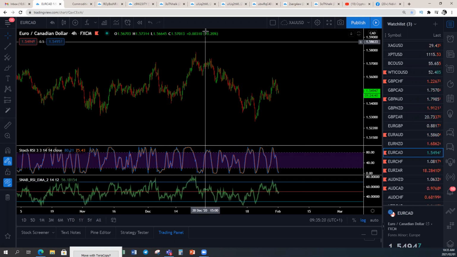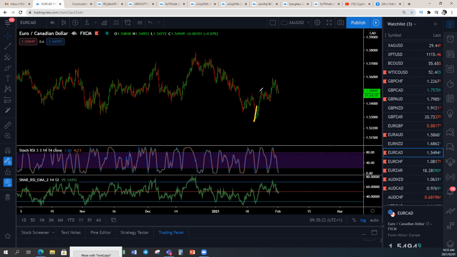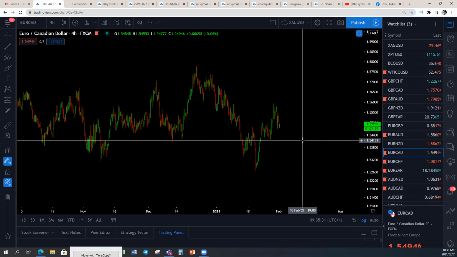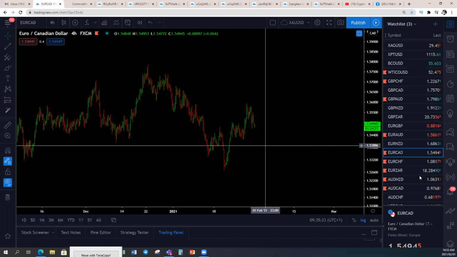Euro CAD. 3-wave pullback, we may be seeing a move to the downside on euro CAD. Watch out for this to come around this level. Okay, not yet confirmed on euro CAD. We're going to have to wait a bit on that.